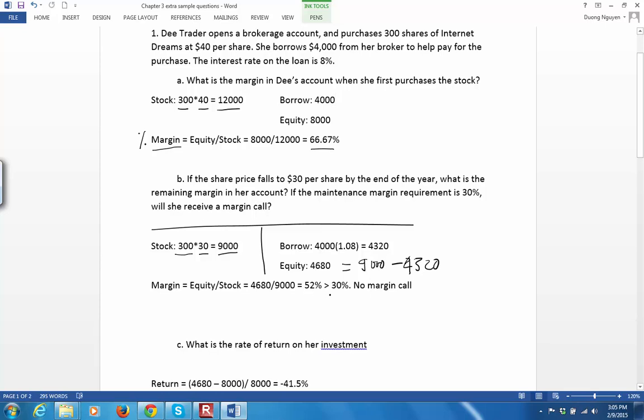Now the maintenance margin is 30%, and the actual margin at this time is 52%, which is higher than the maintenance level. So what it means is there will be no margin call for the investor. As long as the actual margin is above the maintenance margin, the investor will not receive any margin call.